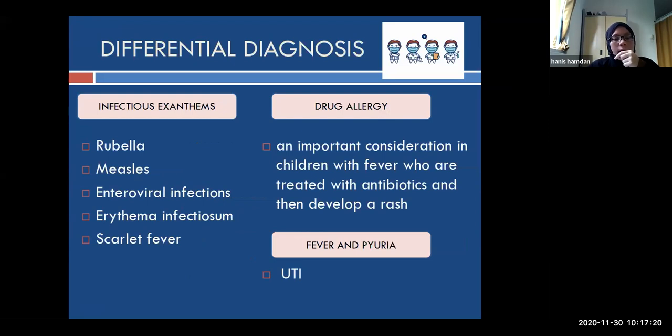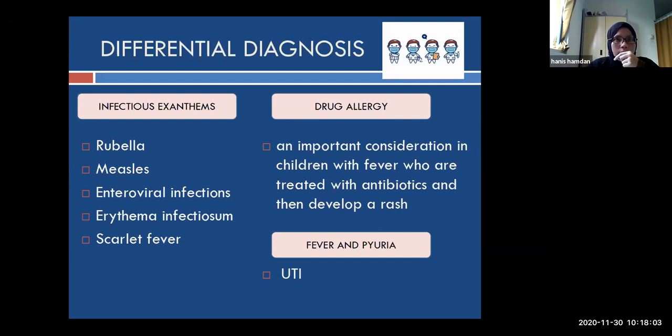As for differential diagnosis, the rash may be mistaken as rubella. This is because in rubella, the rash begins from the face and then spreads to the body. While for measles, there will be the presence of Koplik spots in the buccal mucosa. And for enteroviral infections, this is hand, foot, and mouth disease, which will be explained later by my friends. As for erythema infectiosum, the rash is more predominant at the cheek area. For scarlet fever, there will be sandpaper-like rashes on the patient.